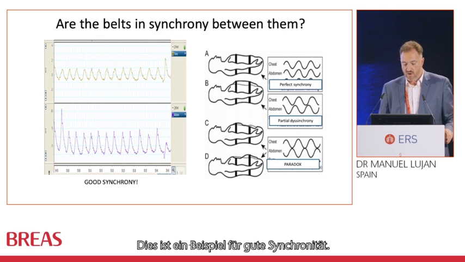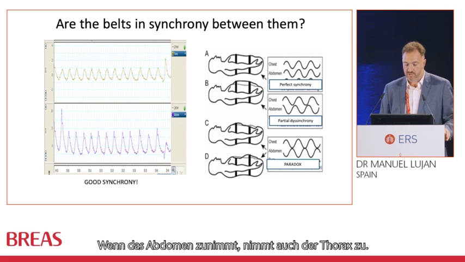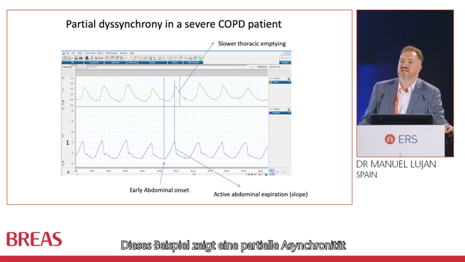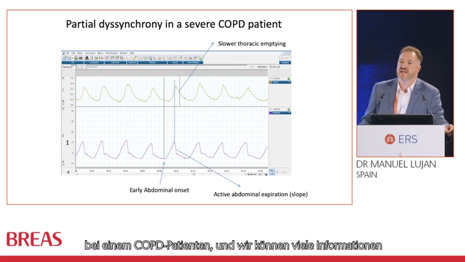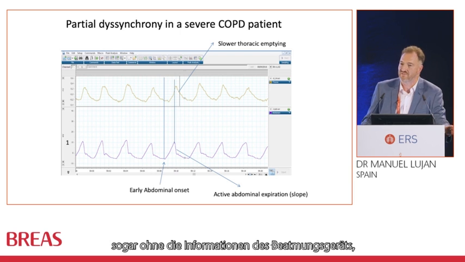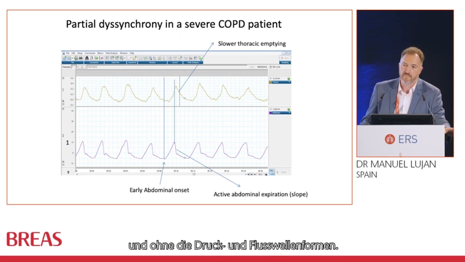This is an example of a good synchrony. When the abdomen increases, the thorax also increases. But this is an example of a partial dysynchrony in a COPD patient. And we can acquire a lot of information from this tracing, even without the information of the ventilator, even without the pressure and flow waveform.